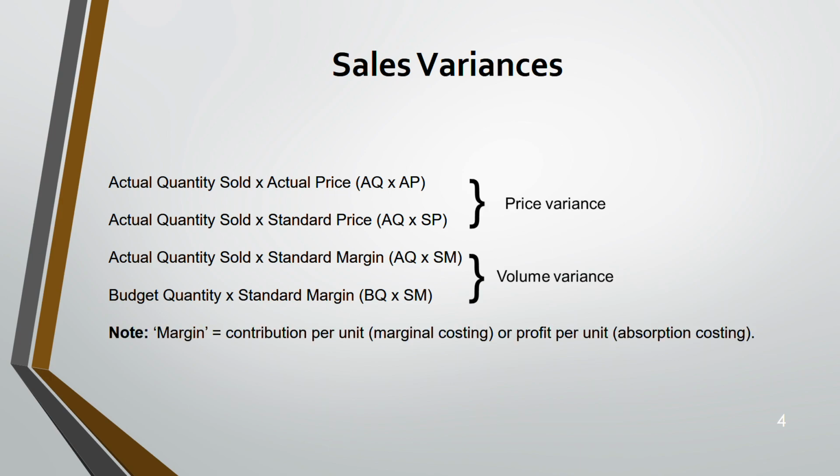Now, what is the margin that you've used in the standard margin? Margin is contribution per unit. It would be contribution per unit if it's marginal costing. If it's absorption costing, it's profit per unit. So we still don't know. The examiner will tell you whether it is margin or profit.